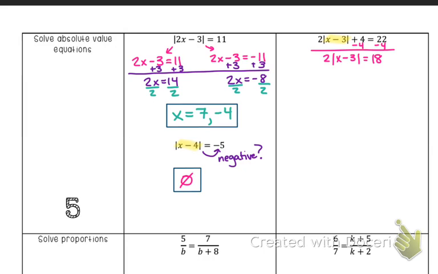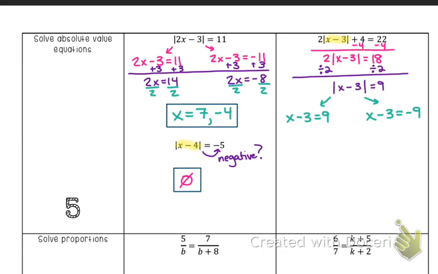Next, we need to get rid of the 2 out in front. It's being multiplied by the absolute value bars, so we get rid of it by dividing both sides by 2. This is the equation that we are going to use to split up. Take what's inside equal to positive 9. Take what's inside equal to negative 9. Add 3 to both sides of both equations, and we get our two solutions, 12 and negative 6.